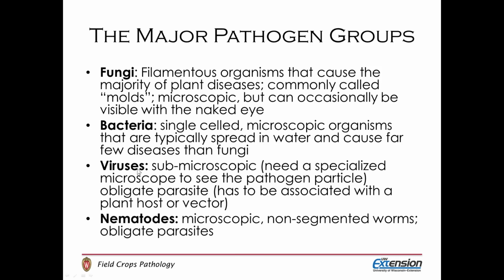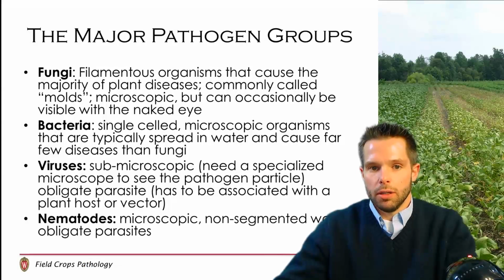The third category are viruses, and viruses are submicroscopic particles. These are considered obligate parasites, meaning that they have to be associated with a plant host or a vector, either a plant vector, a parasitic plant vector, or their insect vector, to survive. So they can't be found outside of their host or that vector. And then the fourth are nematodes, which are microscopic, non-segmented worms, also obligate parasites, so they have to have the host present to feed in order to survive.